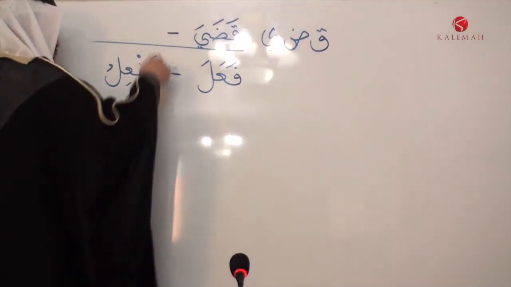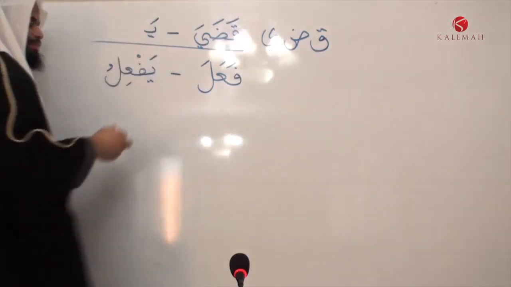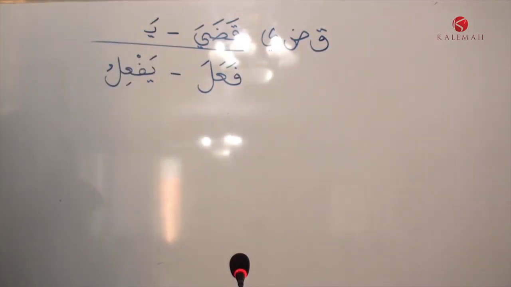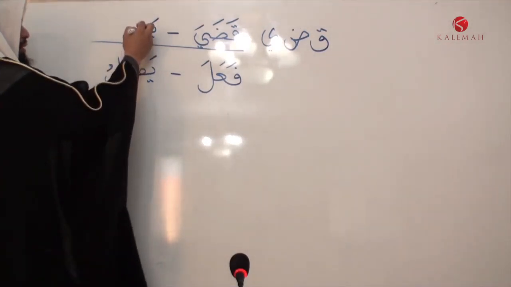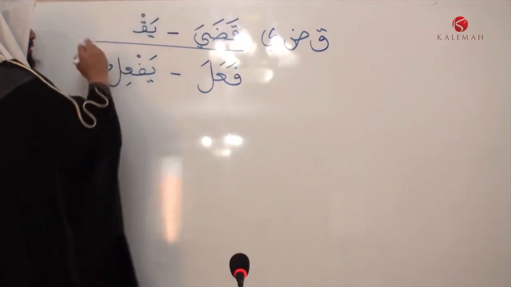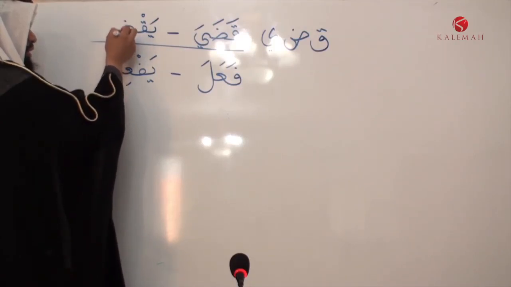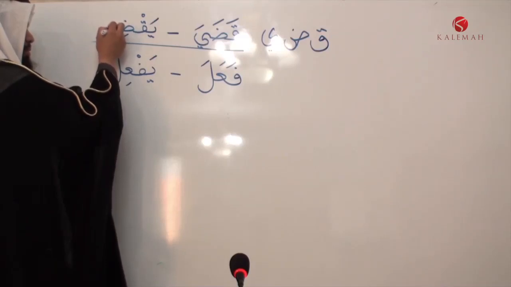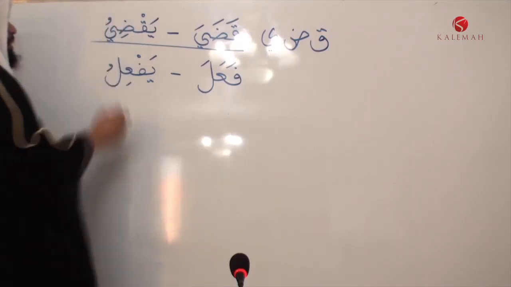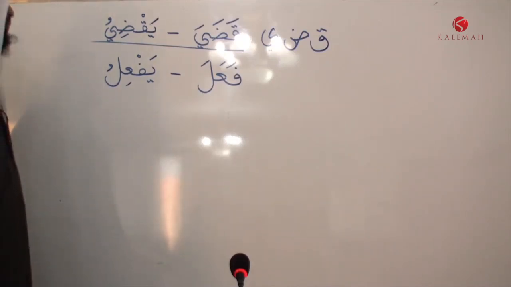The first letter is the ya. What do we write here? Why? Because it's an extra letter. Then what comes over the fa? The qaf. And what does the qaf take? Sukun. And what comes over the ain? Dad. What do we give this dad? Kasr. What comes over the lam? Ya. What do we give this ya? Dhamma. Can you read that? Yaqdi.